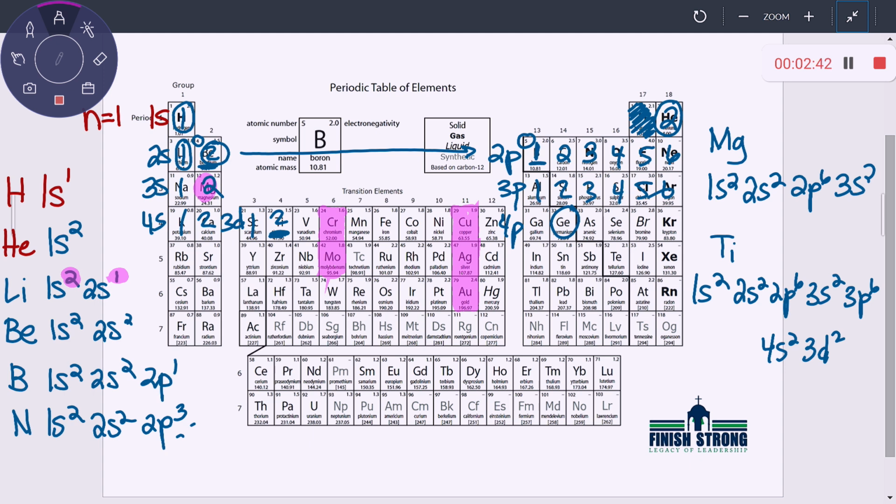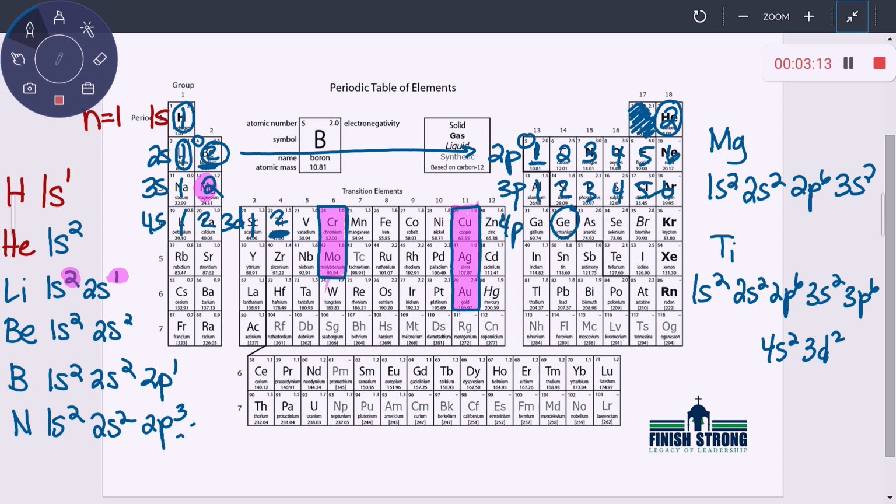So let me explain. It is more energetically favorable for these two metals that are in the D's to have an electron jump over from the S and half fill the D. And then for these three metals, it is more favorable to have an electron jump over from the S and completely fill the D.